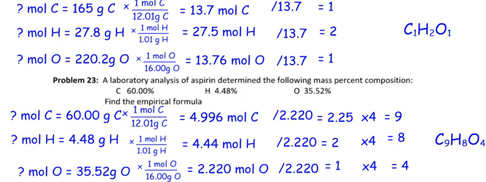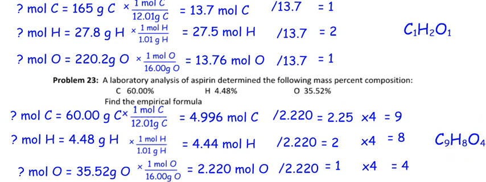So this is what I did, and the trickiest part might be, what do I do with a 2.25? Did you know you had to multiply it by 4 to get a whole number? And this is what you got. And believe it or not, if you Google right now, what is the chemical formula of aspirin, you will get this. By the way, it's acetylsalicylic acid. If you want to spell that out, go for it. But this is the true empirical formula of aspirin.